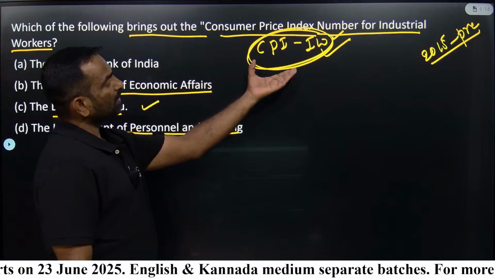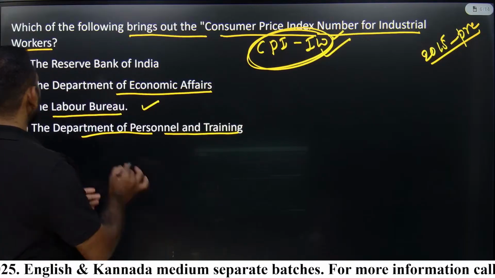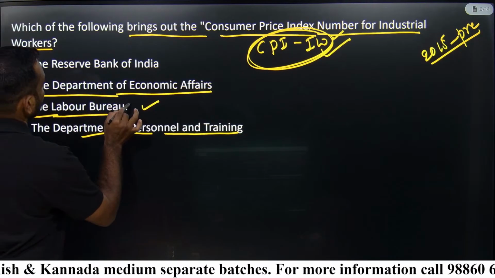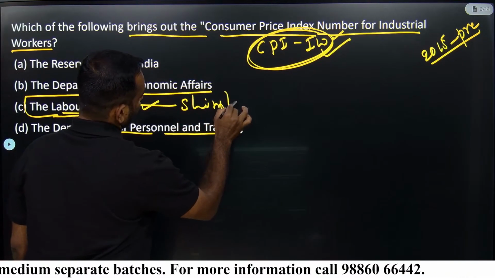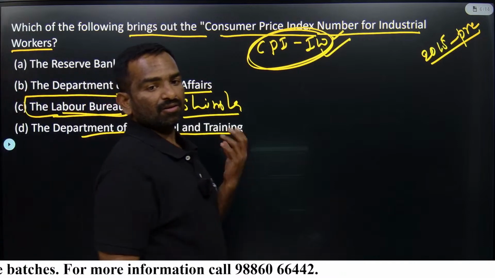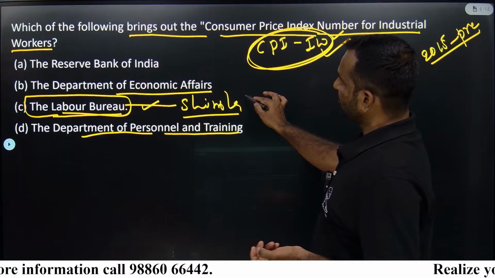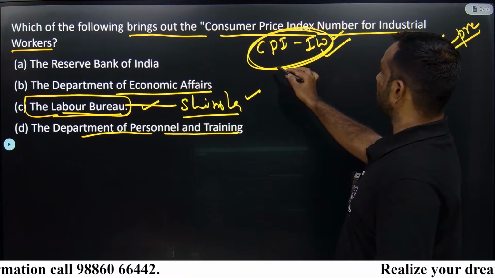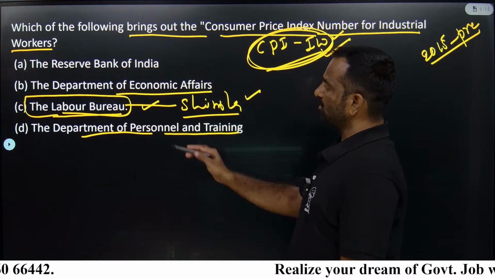The CPI Industrial Worker Index is published by the Labor Bureau, the Labor Bureau of Simla. So the responsible authority or department for publishing the CPI Industrial Workers Index in the inflation is the Labor Bureau.